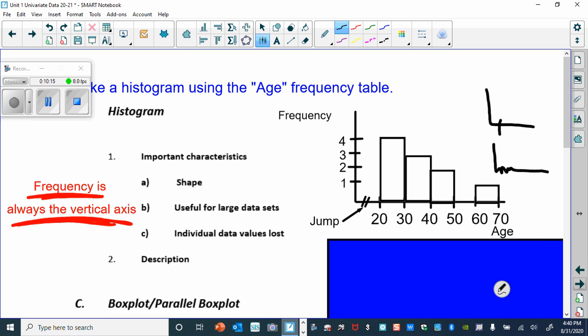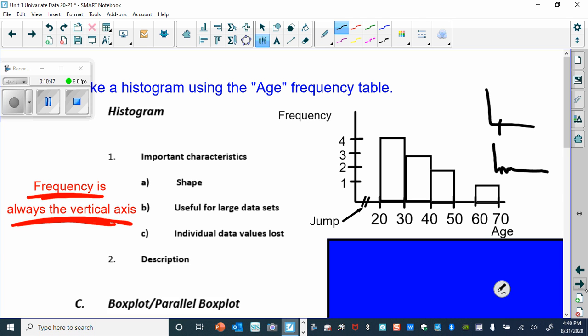And so then, again, frequency is always the vertical. And so I want to make sure it's tall enough. Well, my largest frequency on the table that we just made was 4. So I'm making 4 the highest and then making these proportional. And so between 20 and 30 years old, there were 4 people. Between 30 and 40, we had 3. There's 2 here. None between 50 and 60, and 1 between 60 and 70.